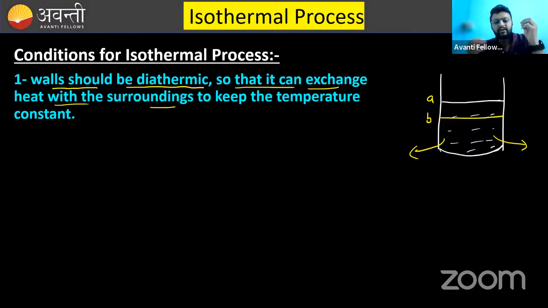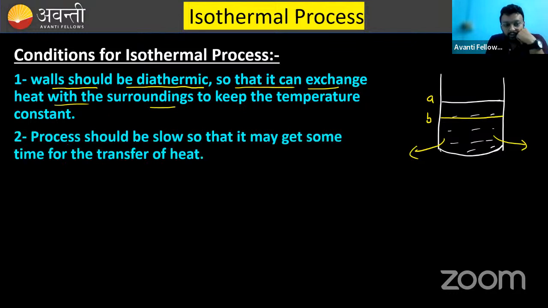Somewhere it's warmer, somewhere it's colder. So it takes some time for the transmission of heat, for the achievement of equilibrium. That means if I want the temperature to be constant at every time, then I should compress or expand the system slowly so that it gets some time for the transmission of heat to attain equilibrium at every instant. So the second condition is the process must be slow, so that it may get some time for the transfer of heat.